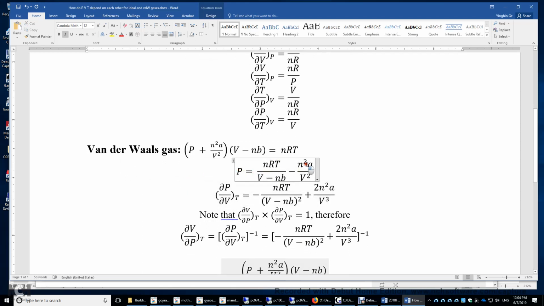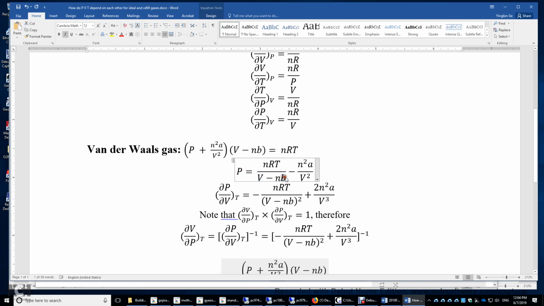Again, when A increases, P decreases. It's because when the attraction between gas molecules increases, they collide with the surfaces less forcefully, so there's lower pressure. And when B increases, you can see this V minus nB decreases, and therefore the pressure increases.